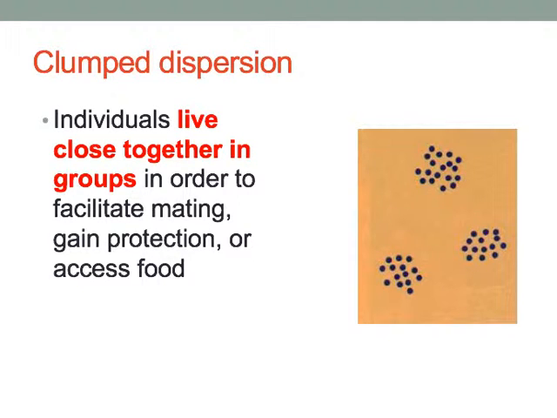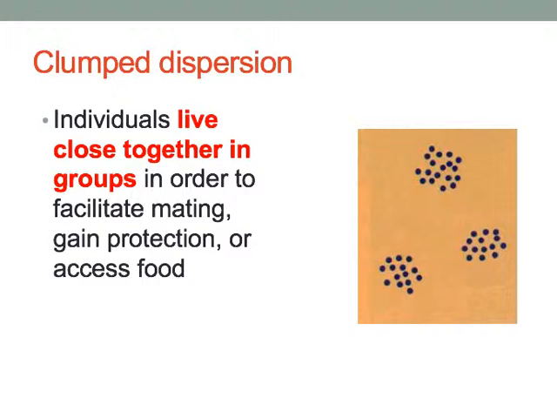So clumped dispersion. Why do you think that individuals would survive better as a species in a clumped dispersion? Well, let's think about what kind of animals would live in a clumped dispersion. These are going to be social animals. We can think of penguins as being in a clumped dispersion because they help each other hold heat in harsh climates, and without one another, none of them would survive.